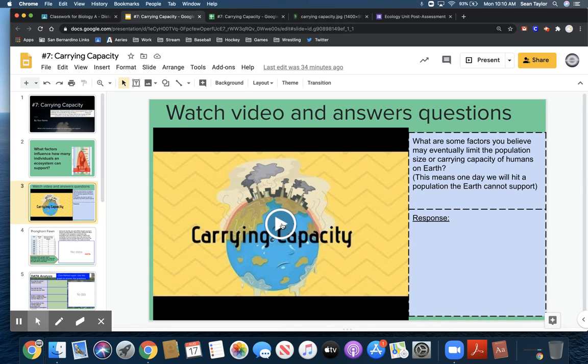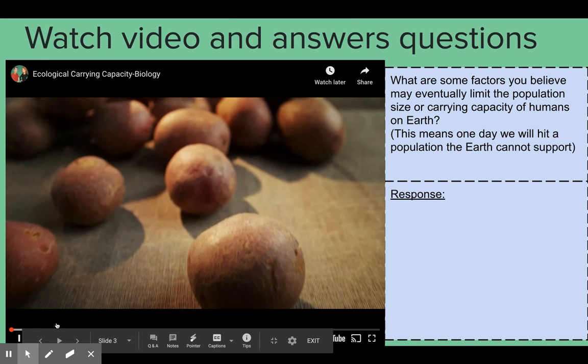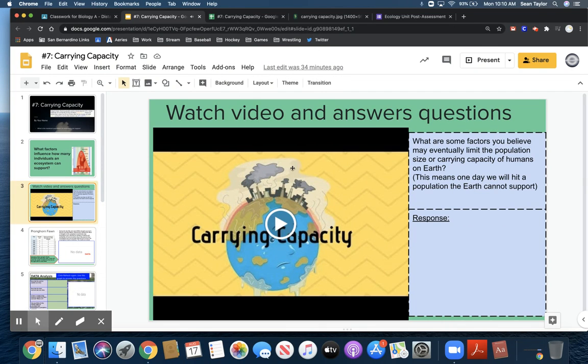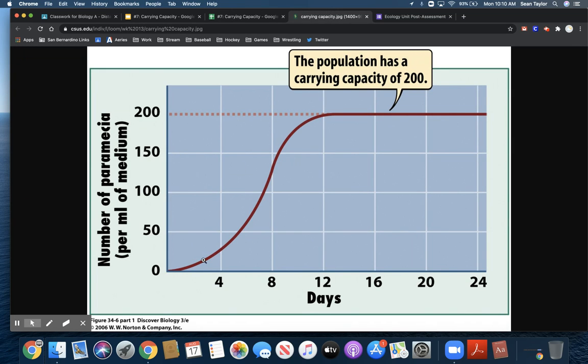Slide 3, there is a video. You might want to hit present and just hit play to start the video. I'm not going to play the whole video myself, but once you finish, there's a little area for you to respond to this prompt. What are some factors you believe may eventually limit the population size of humans on Earth? What do you think is going to happen one day where our population, going back to our graph, is doing this? What do you think might take place that eventually causes our population to even out and perhaps even crash?